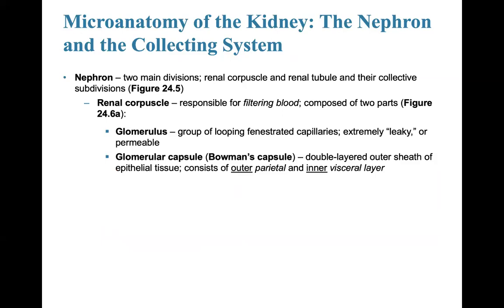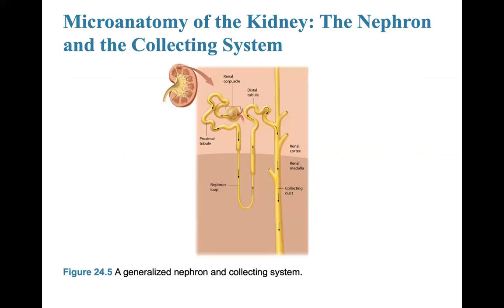Then you also have the glomerular capsule, which in my day was called the Bowman's capsule. And this is a double layer outer sheath of the epithelial tissue. And it consists of outer parietal and inner visceral layers. So this is this area right here. This would be the renal corpuscle.